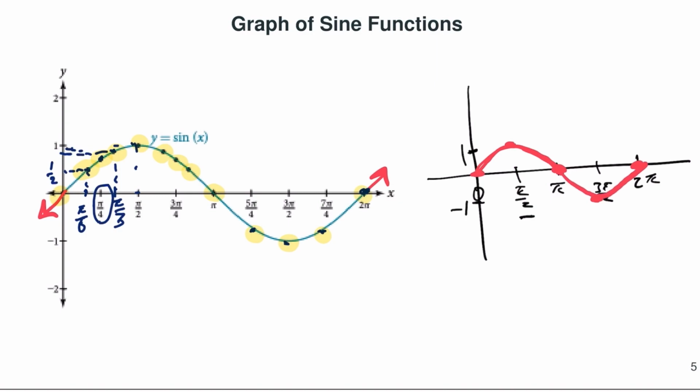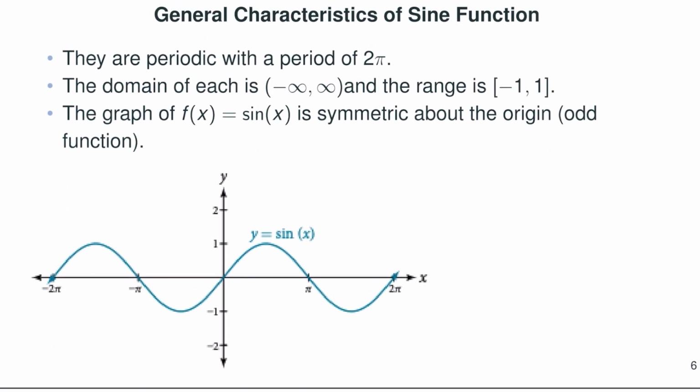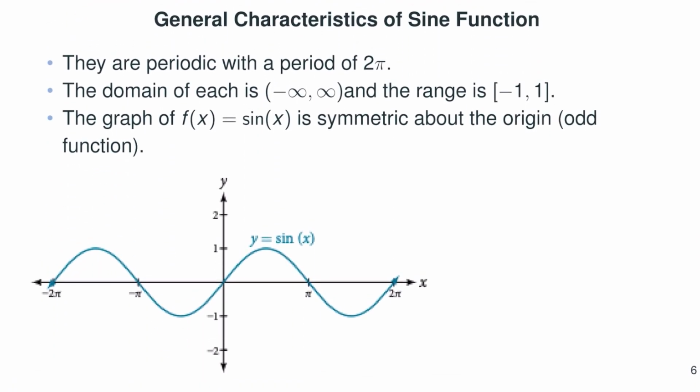And like this. This is Australia, yeah, and draw an arrow. Make sure to put an arrow to indicate that the graph continues. So this is the basic graph of the sine function. Let's make some observations about the characteristics of the sine function.